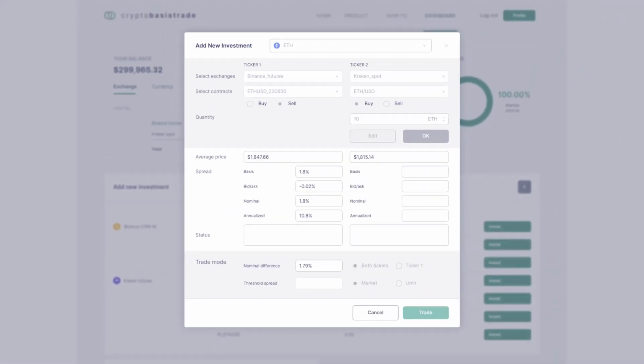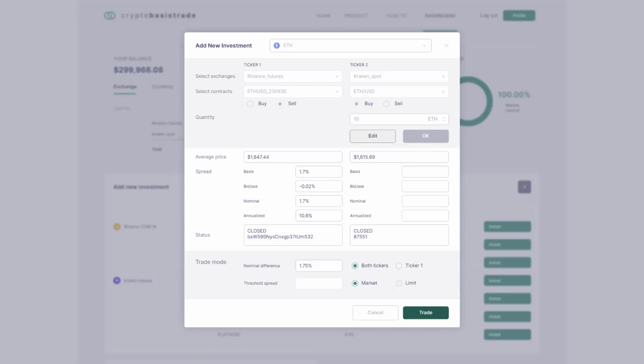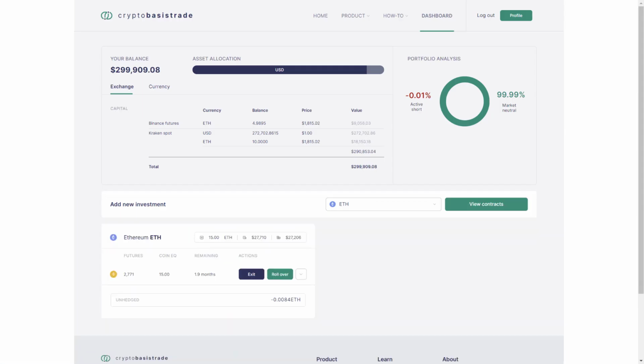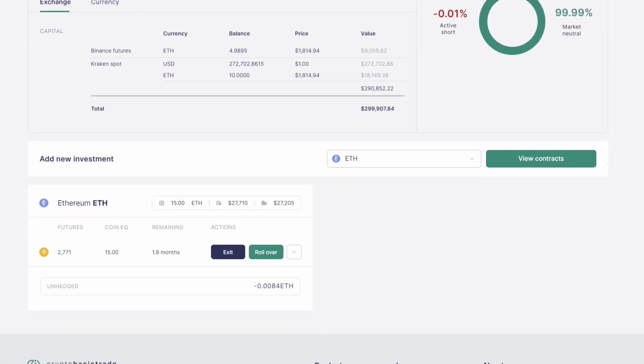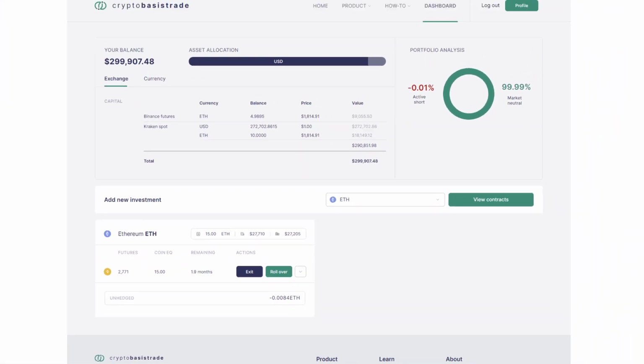Press Trade to place the orders on the exchange immediately. These are market orders and should be filled right away. Once the orders have been filled, we can close the trader and check the balances. As you can see, we have purchased 10 Ether and sold additional futures contracts. The unhedged position is still close to zero.